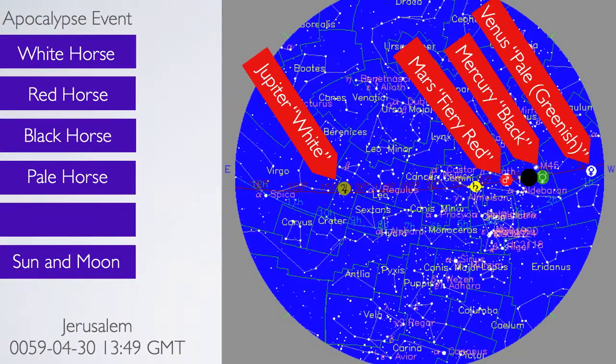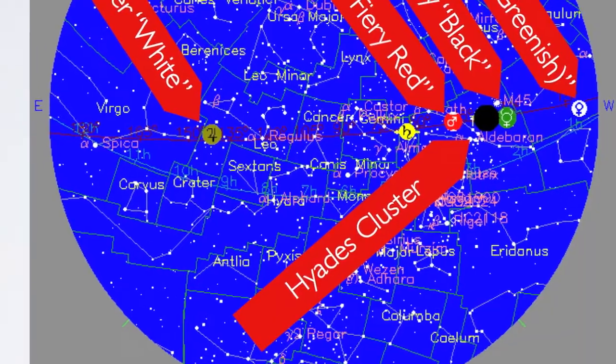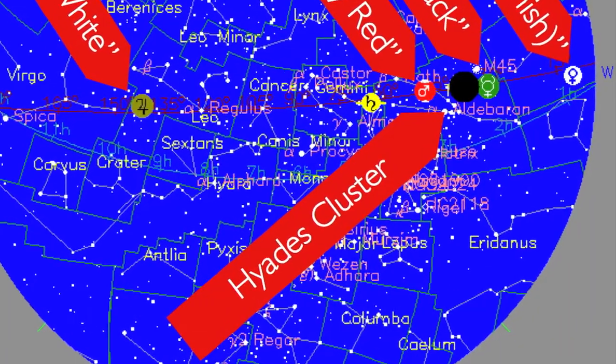The white horse is Jupiter, the fiery red horse is Mars, the black horse is Mercury, and the pale horse is Venus. Saturn, due to its relative position, would have been nearly impossible to see for several months. Notice that the allegory of the horses and their color is exactly the same order as is delineated in the star map. Also notice the location of the Hyades cluster at this particular time. Revelation 6 is incredibly accurate.